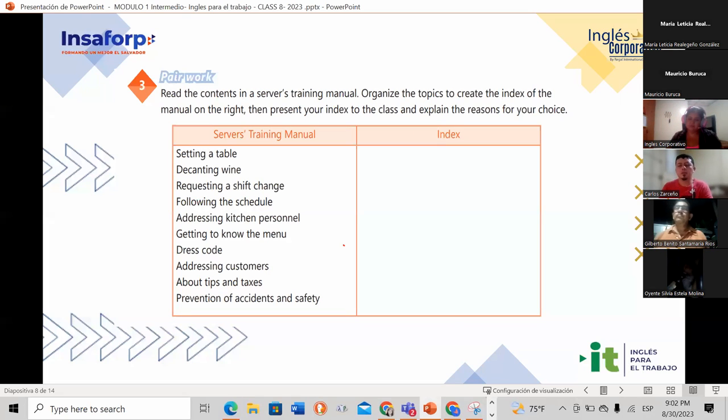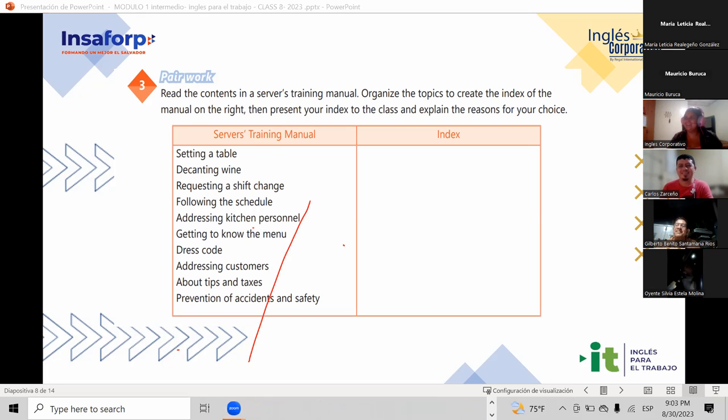Índice, maybe? Índice. Correct. Okay, here. Mauricio me está manchando la pizarra, Mauricio. Sorry. Ya lo vi. Okay.